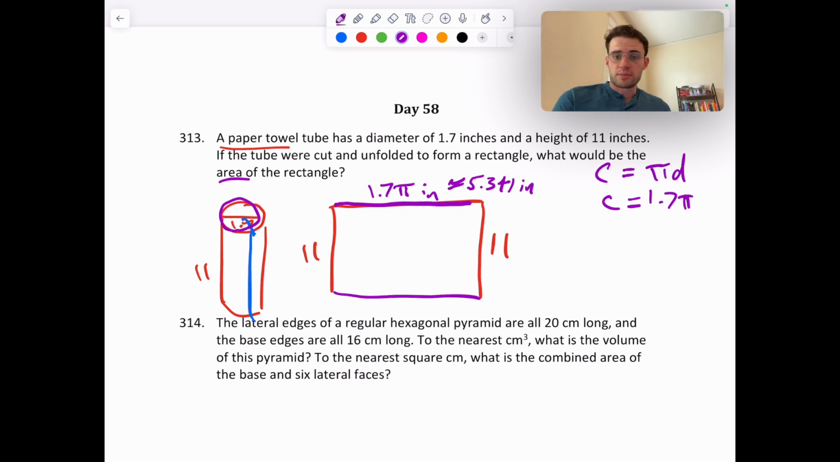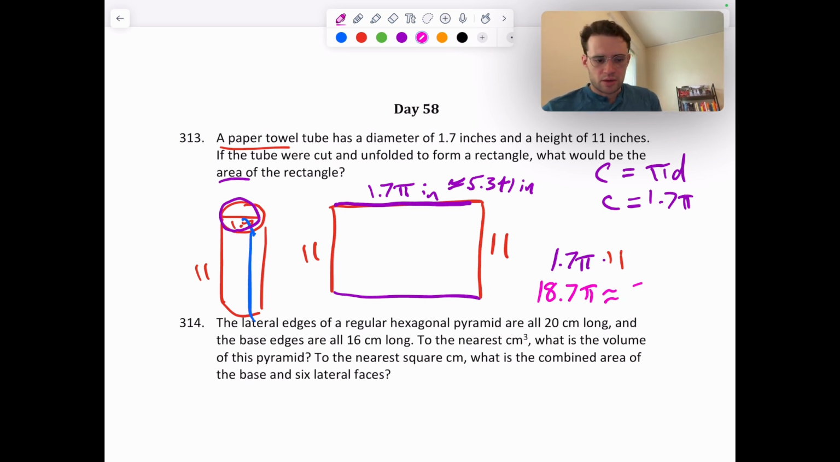Well, the area is just length times width. So we can write 1.7 pi times 11, which would be equal to 18.7 pi. And again, if we want to round that, type it in your calculator. 18.7 pi is about equal to 58.747782. If we round that to the nearest hundredth, we'd say that's 58.75 square inches. We know an area will be in square units.